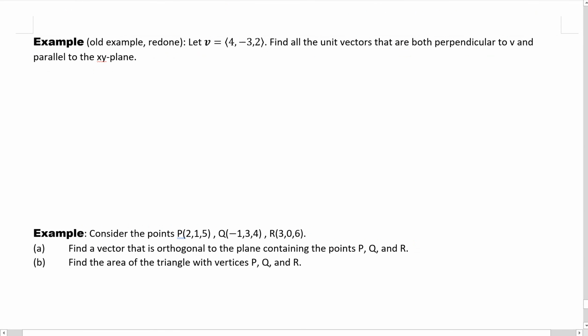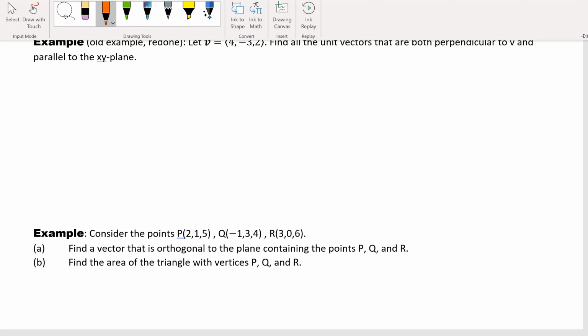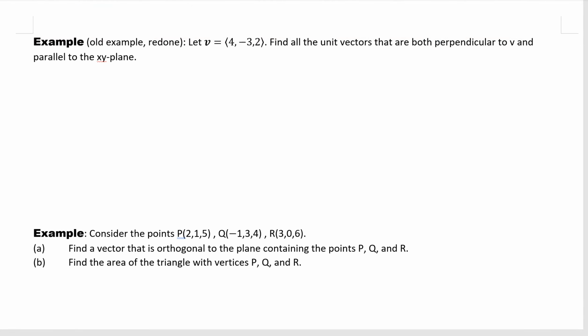So let's look at this example. This is actually an old example. We have done it, but with another method. So today, we work on this problem using cross products. So let's see what it is. First, let v be the vector 4, minus 3, and 2. We want to find all vectors that are both perpendicular to v and parallel to the xy plane.